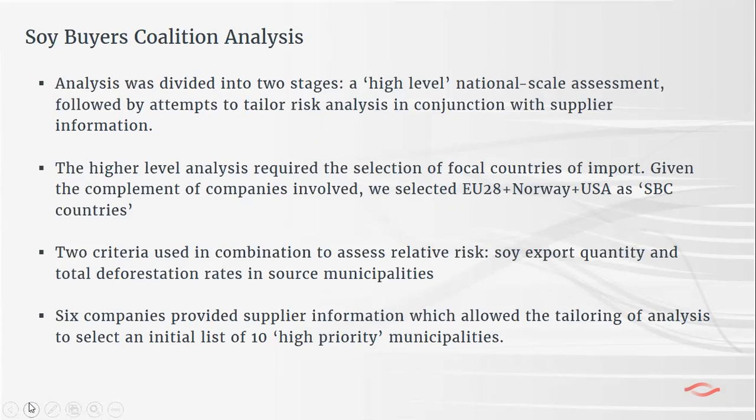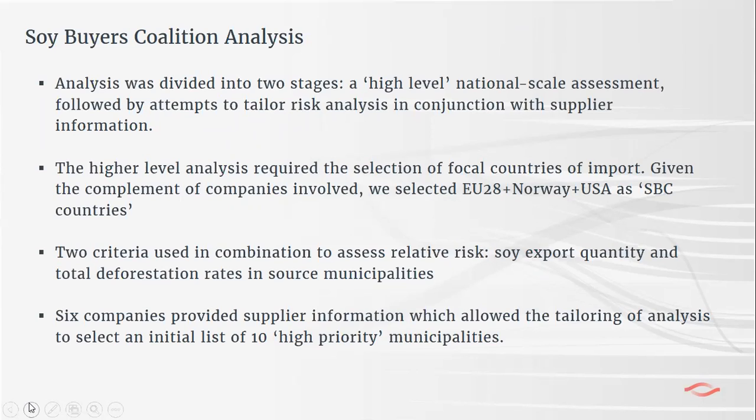So we ended up covering as importing countries the EU28 plus Norway plus the USA and the imports into those countries from Brazil. We then used two primary criteria to assess the relative deforestation risk exposure of those focal countries, and then eventually to transfer those to company level. And those criteria were the export quantities or volumes of soy reaching those countries of import, and also the deforestation rates occurring in source municipalities linked to those exports.